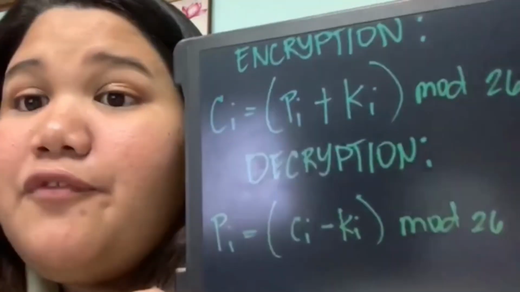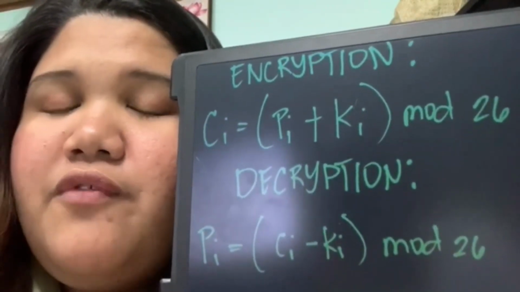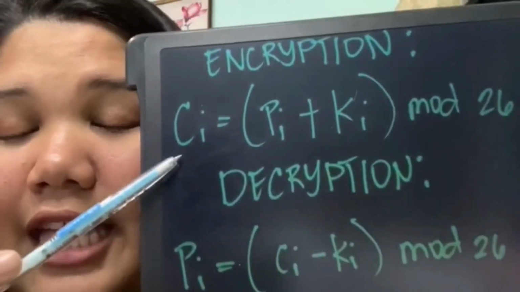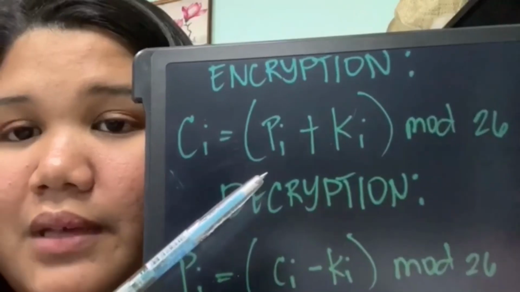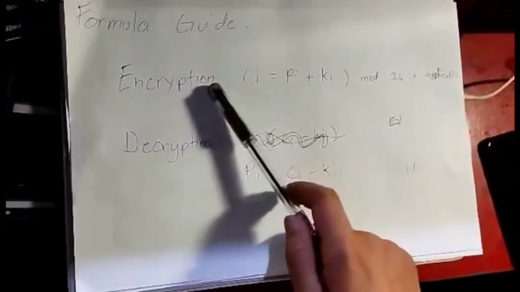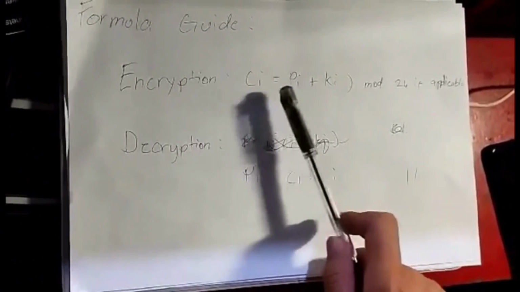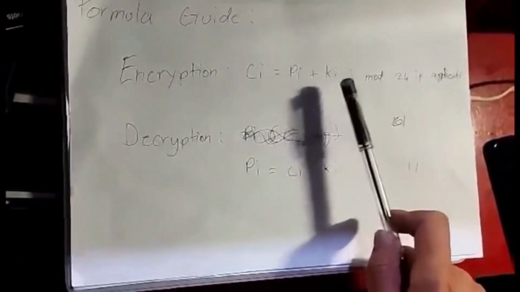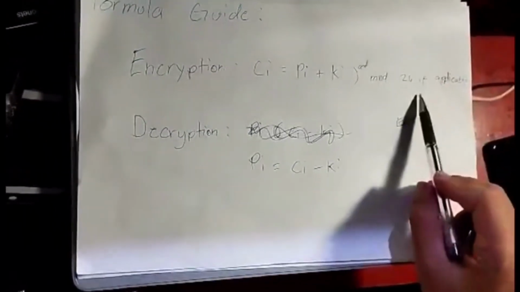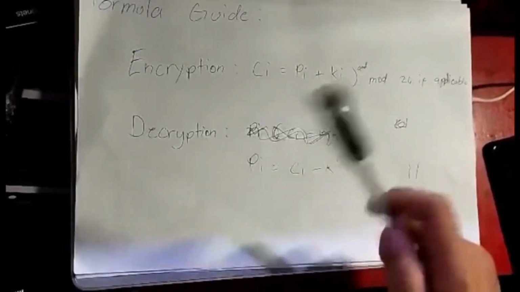So here's our formula guide for the encryption and decryption. But before we move on to the formula, for you to understand, CI means ciphertext, PI means plain text, and KI means key value. So the formula guide, we have encryption and decryption. So encryption, the formula guide for encryption, CI is equals to PI plus KI, and mod 26 if applicable. Again, mod 26 if applicable for encryption.